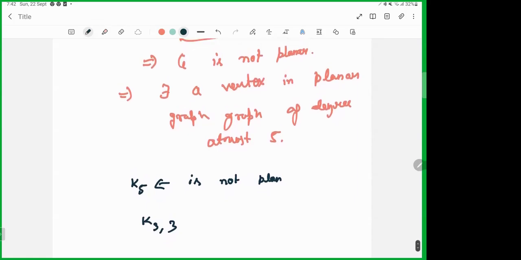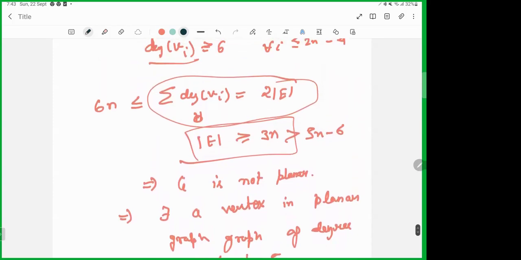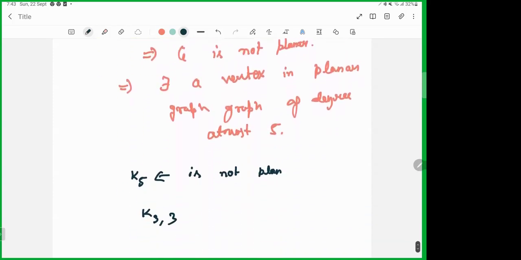No, that is not confirmed here. That is not confirmed from here, because this is saying that there exists a vertex of degree at most 3. So here all vertices are of degree 3. So this is not confirmed from here, right? Okay.